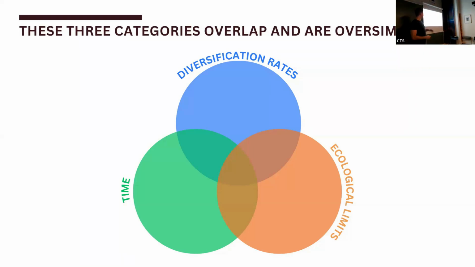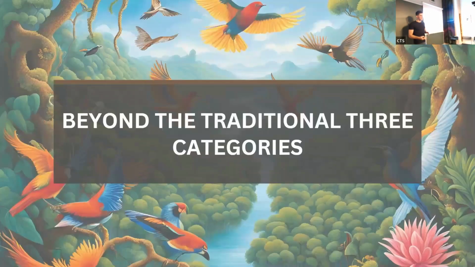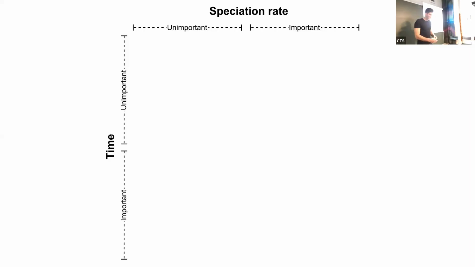And they also can blur some important mechanisms behind species richness patterns. So based on these issues, we are proposing an expanded, more dynamic framework, which goes beyond these three traditional explanations. This classification is based on two major criteria: time and speciation rates. And by speciation rate, I mean how quickly new species form over time.